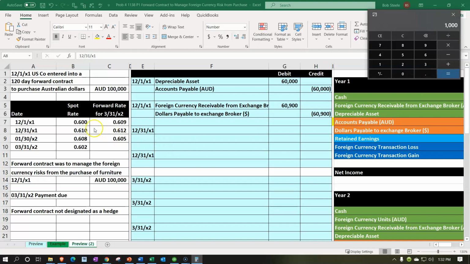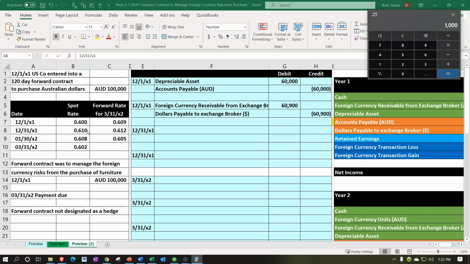Now, if we look at what happened, did we have a strengthening or weakening? Well, 1 Australian dollar before could pick up 0.6 US dollars. Now 1 Australian dollar can pick up 0.61 US dollars.